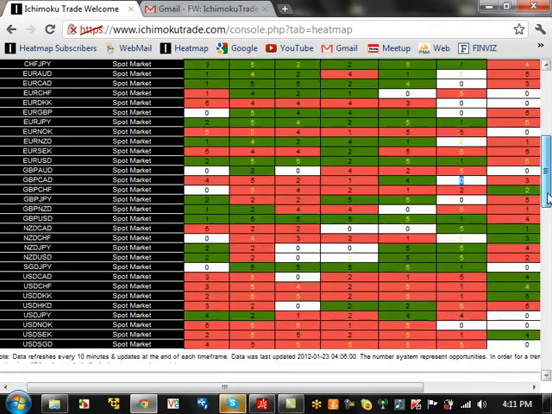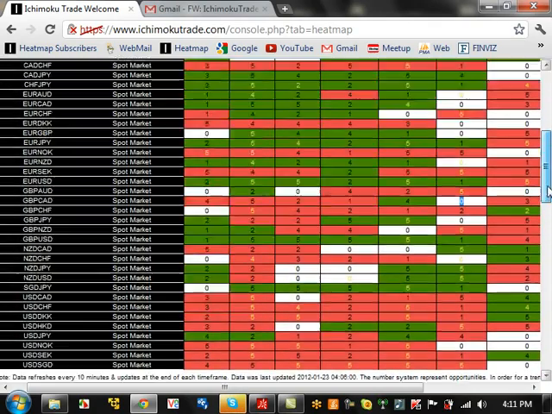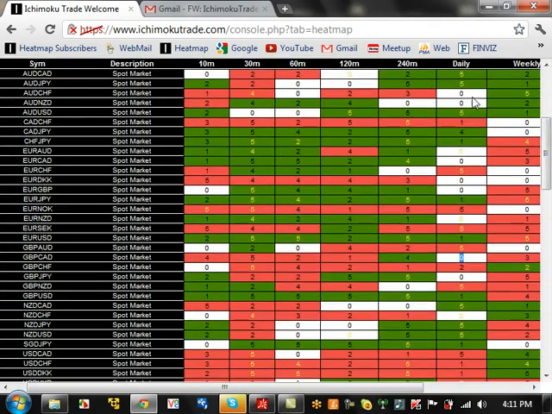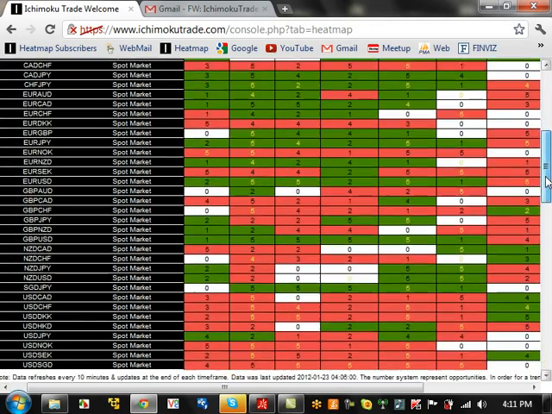So not many opportunities right now in the currency market, and the reason why is if you look, a lot of these are 5 yellows. 5 yellows means it's already trending. 0 means that basically they're in a consolidation pattern or a major pullback that's killed the trend. So no real opportunities at all right now.